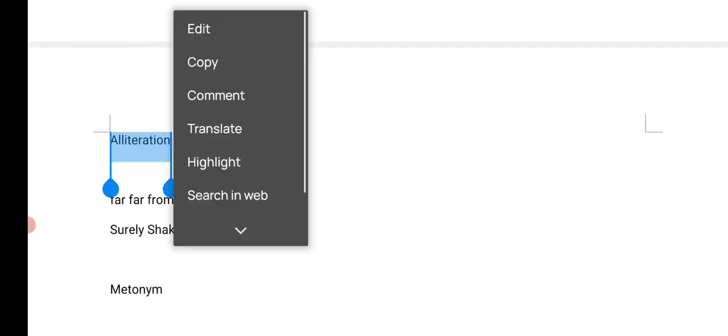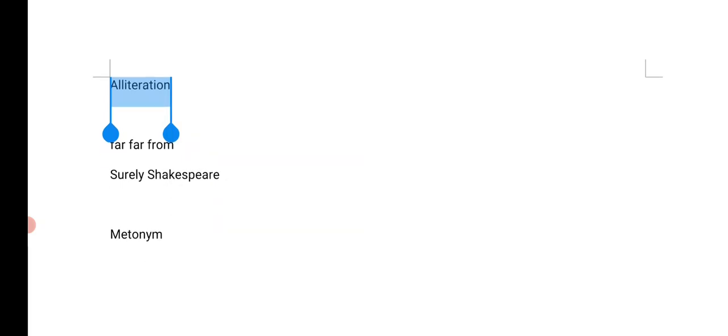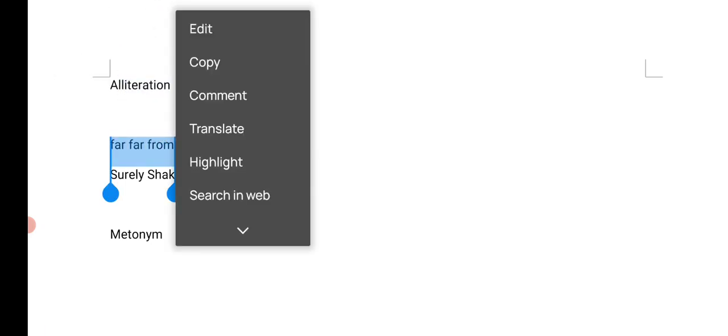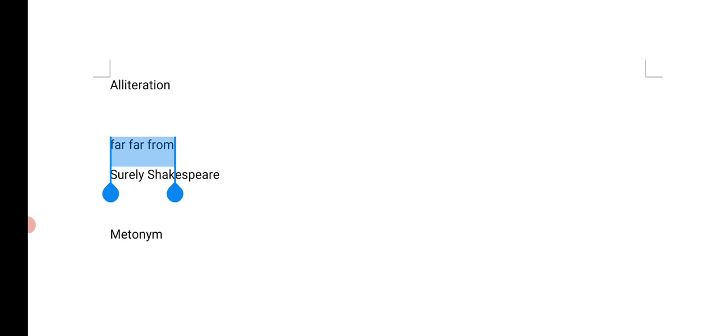And then we have alliteration. Alliteration is also very simple to identify. It is the repetition of a sound or a letter at the beginning of multiple words in a series. For example, far, far from. You can see the consonant sound is being repeated. F, surely Shakespeare, S sound.